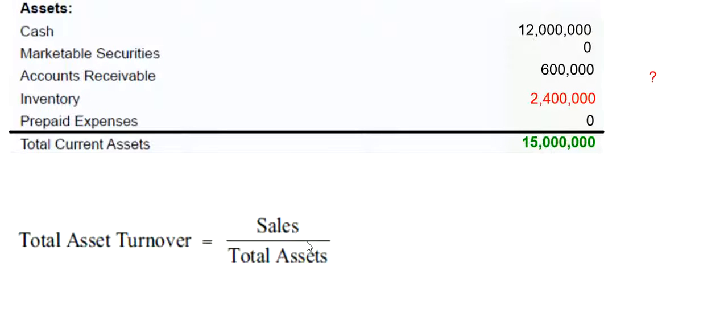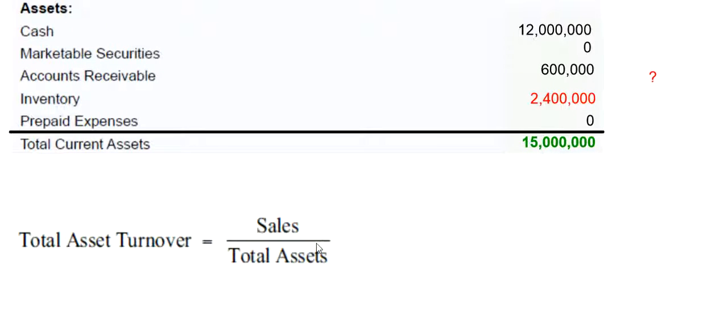then that's going to show here, because your total assets are going to be high and your sales are going to be relatively low. So once again, you want your sales to be higher. So you want this number to be 1 or greater.